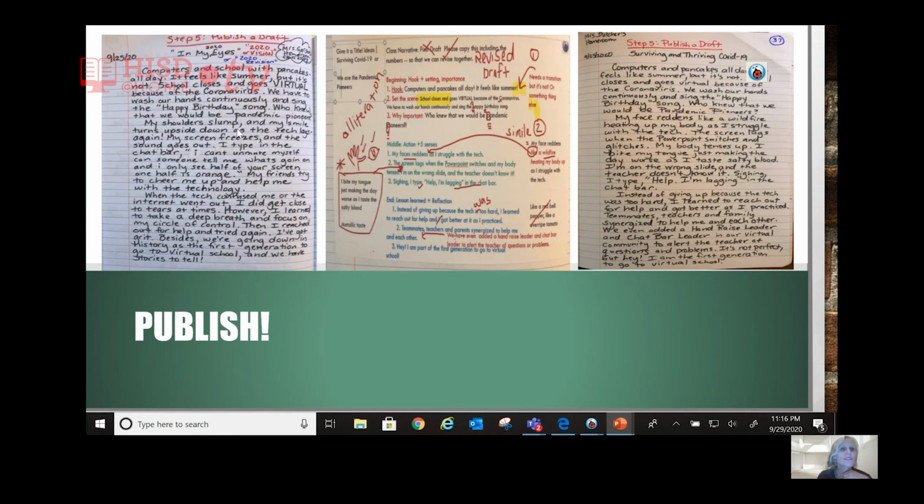My shoulders slump and my smile turns upside down as the tech lags again. My screen freezes and the sound goes out. I type in the chat bar, "I can't unmute myself. Can someone tell me what's going on?" And I only see half of your screen and the other half is orange. My friends try to cheer me up and help me with technology.